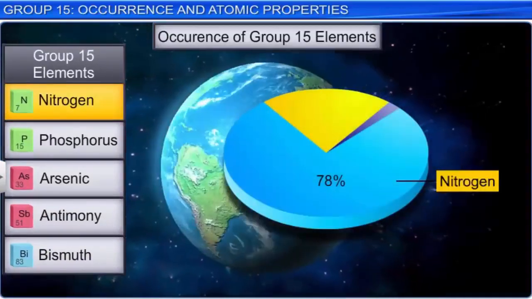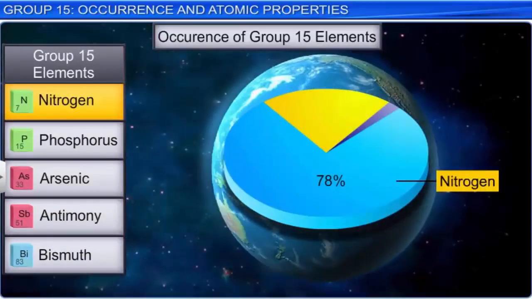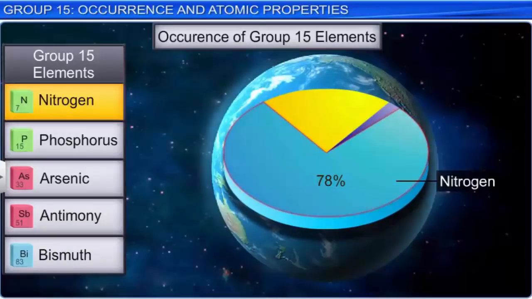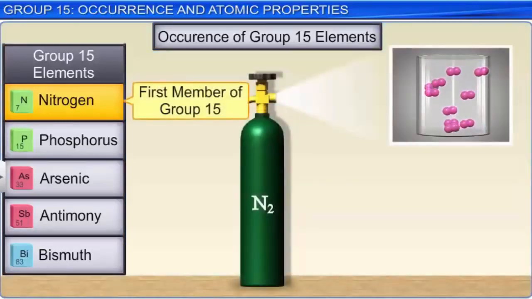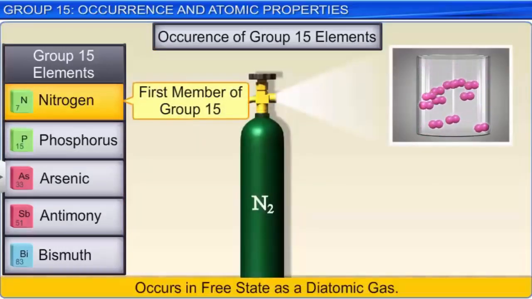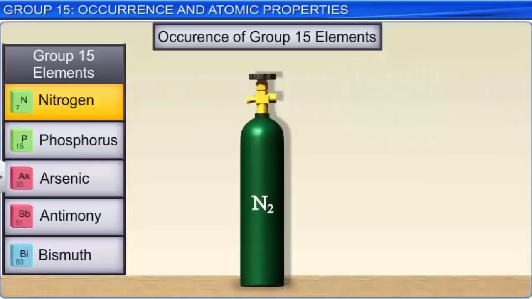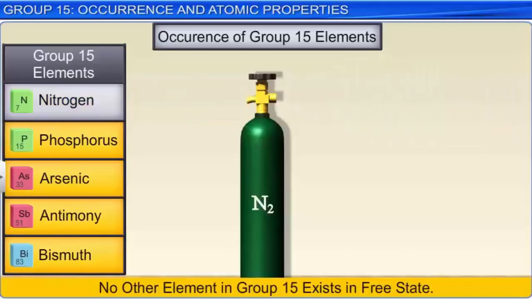Nitrogen is the major constituent of the Earth's atmosphere and accounts for 78% of it by volume. It is the first member of this group and occurs in free state as a diatomic gas, N2. No other element of this group exists in free state.